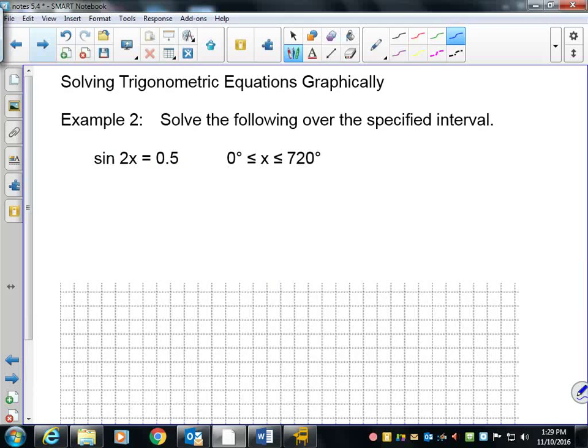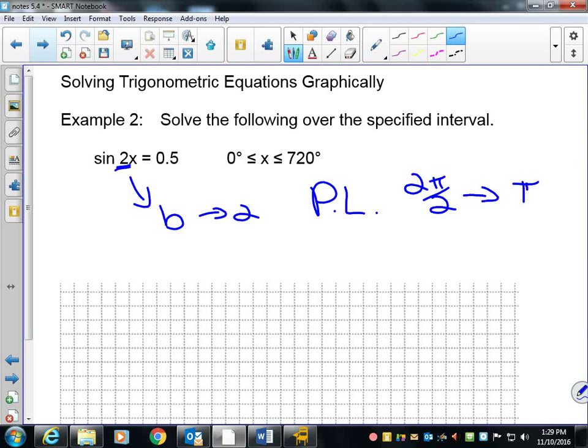Now, graphically, sine 2x is equal to 0.5. That is a b value, right? That's a b value. What does that do? That changes your period length, right? What does it change in our period length? Well, our b is 2, so our period length is 2 pi divided by 2. So our period length is pi.